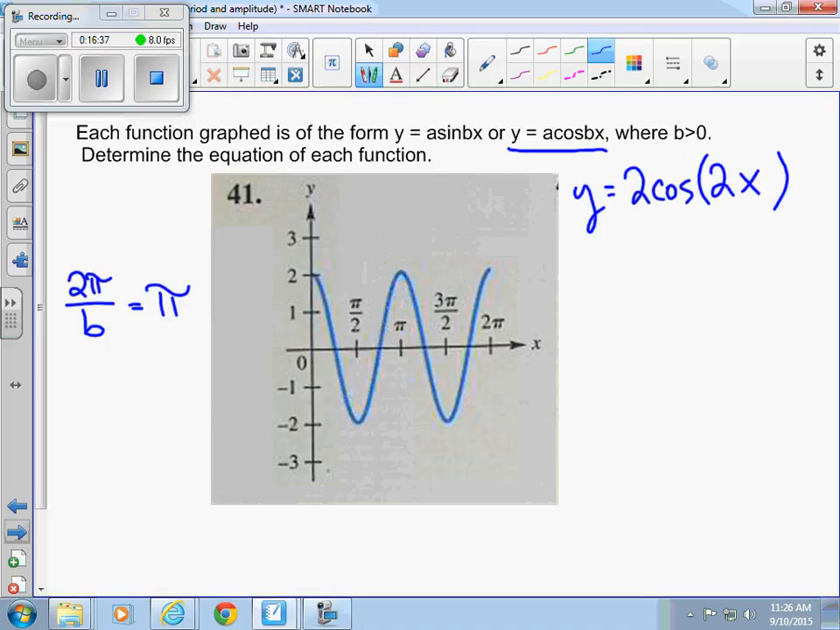Really quick, I went over that too fast. How did we know that pi was the period? Okay, cosine starts up here. How long does it take for me to get back where I started, right? And so make sure that that's what you're thinking when you're thinking period: how long does it take for it to complete a full wave? Questions about that one?